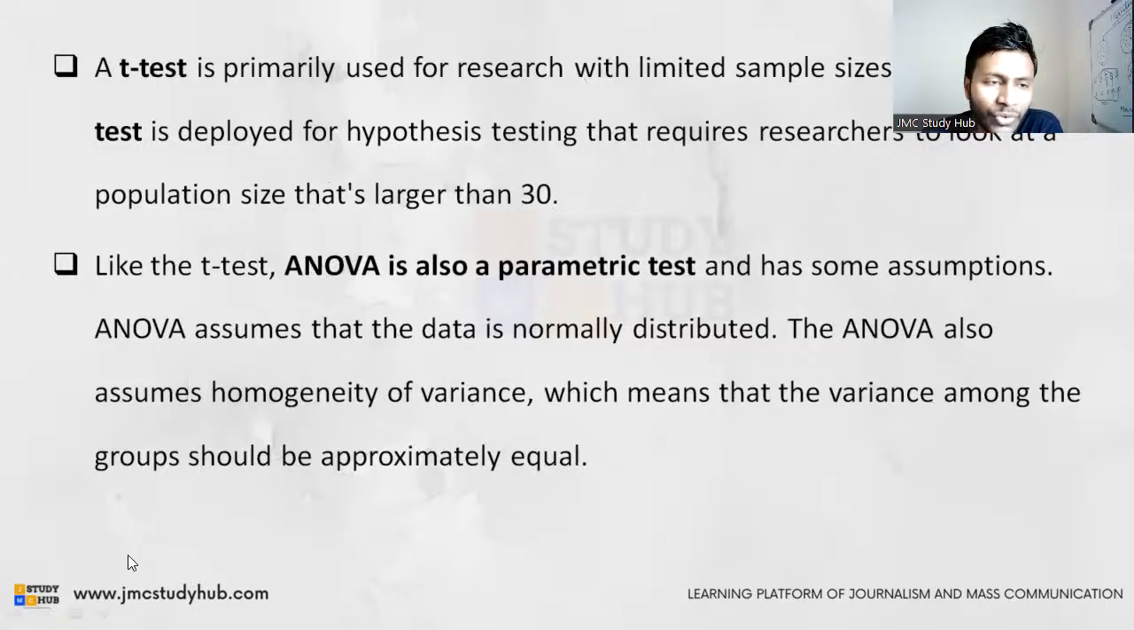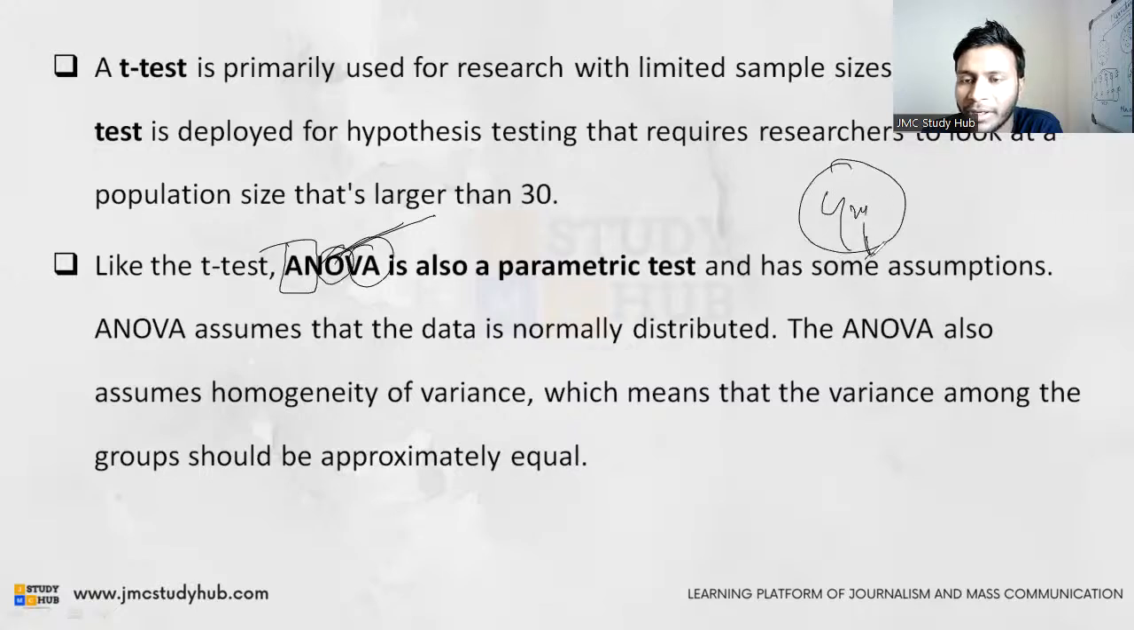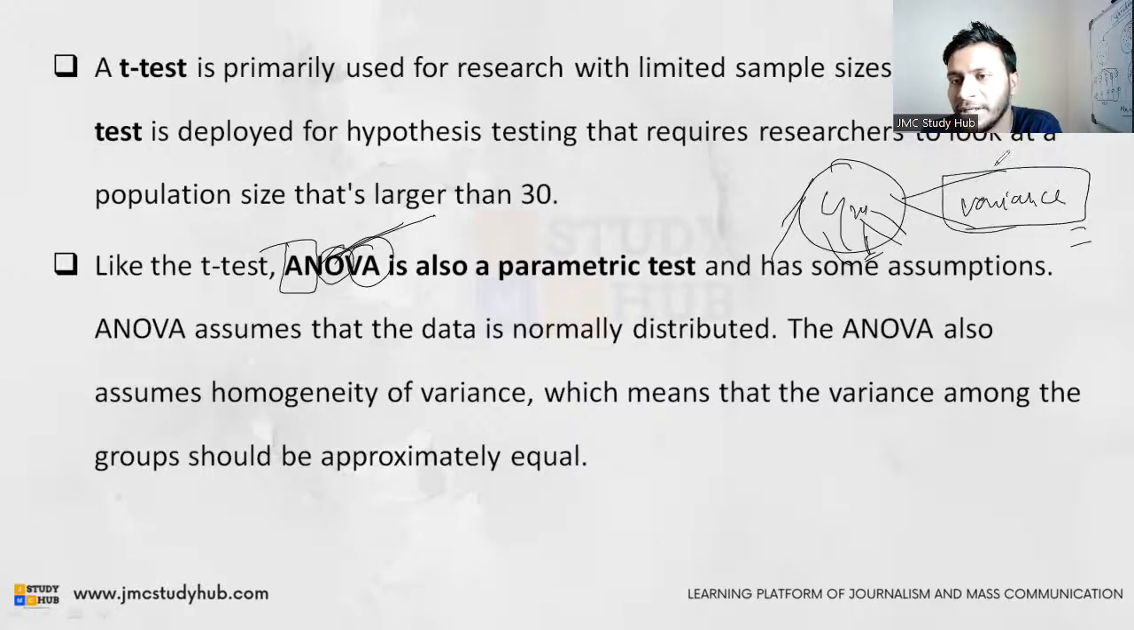ANOVA is analysis of variance, right? Analysis of variance. So there is group 1 and group 2, and among the groups, how much variance is coming. So there are calculations to find the variance. There are standard deviations. For the standard deviation, you find the mean, and then you find the standard deviations. There is a formula to find the standard deviations and also the variance.